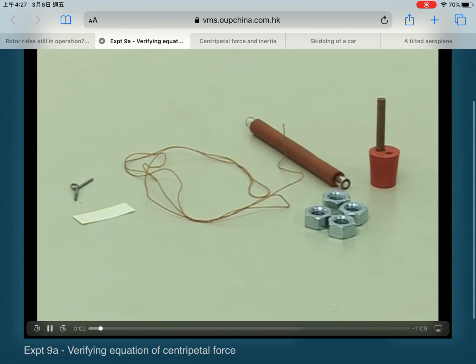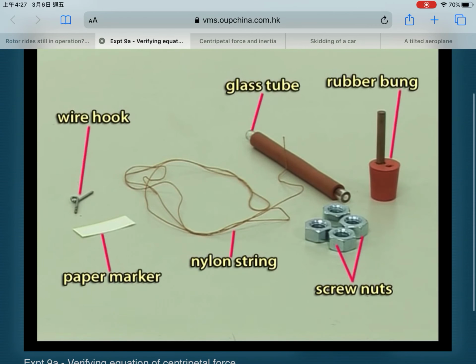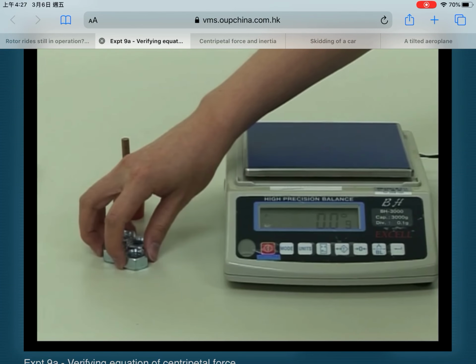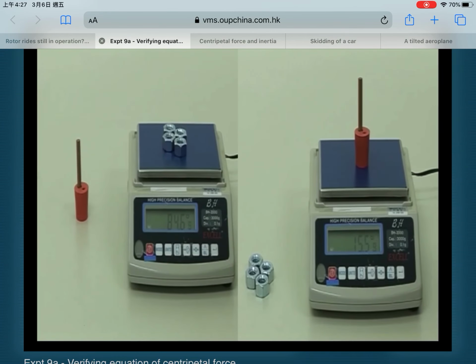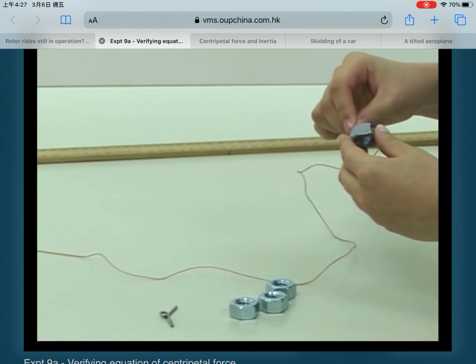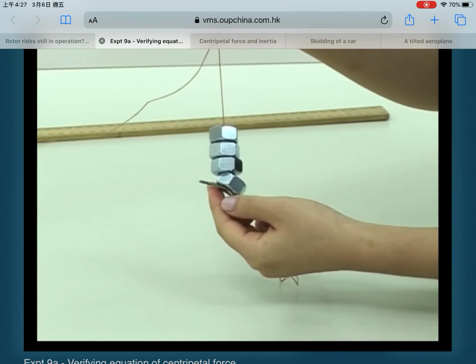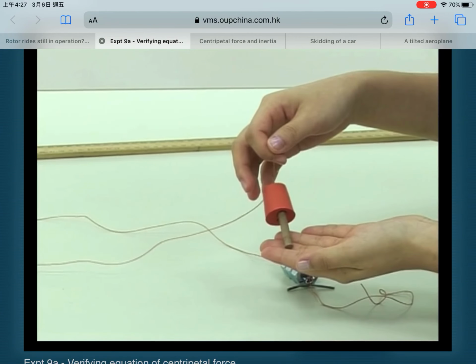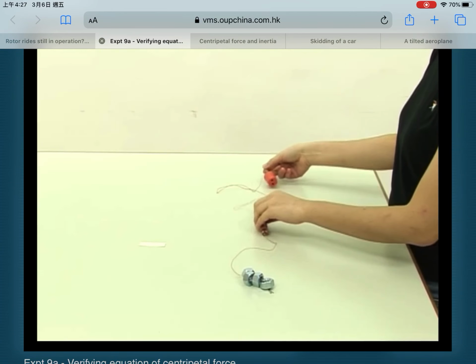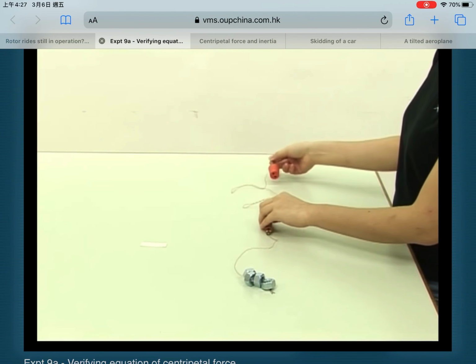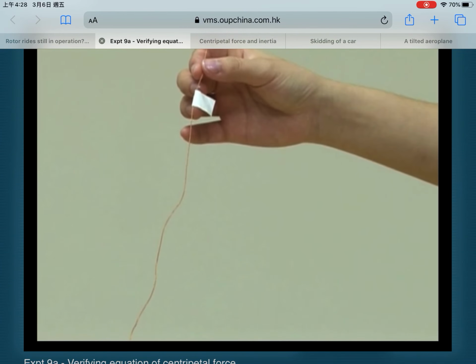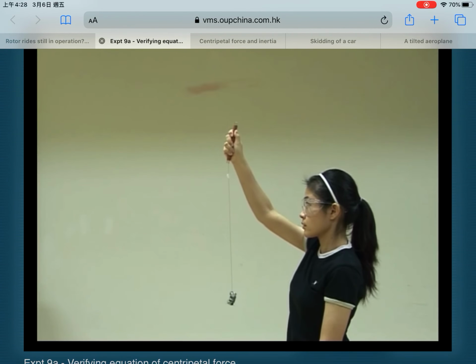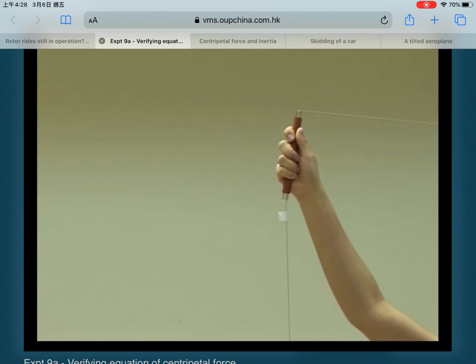We will make a centripetal force apparatus using the materials shown. Measure the mass of the screw nuts and the rubber bung with an electronic balance. Connect the screw nuts and the rubber bung with a piece of nylon string. Set the distance L between the rubber bung and the glass tube to 1 meter. Mark the length with a paper marker. Whirl the rubber bung horizontally. Remember to keep the paper marker just below the glass tube.